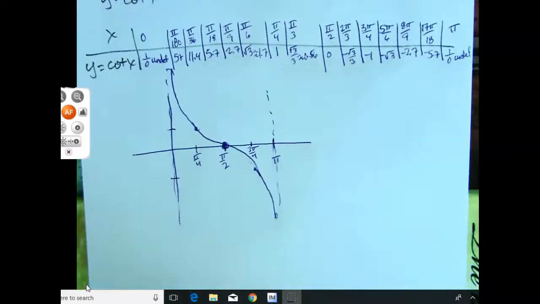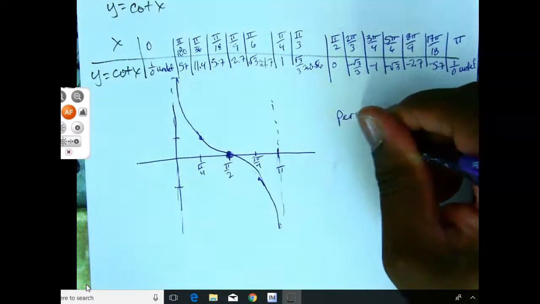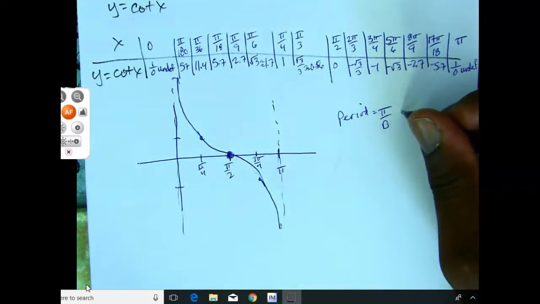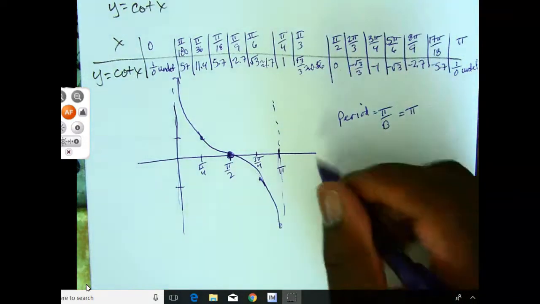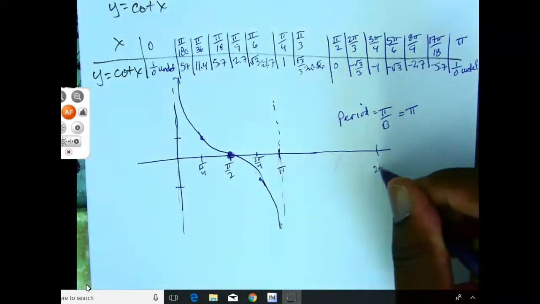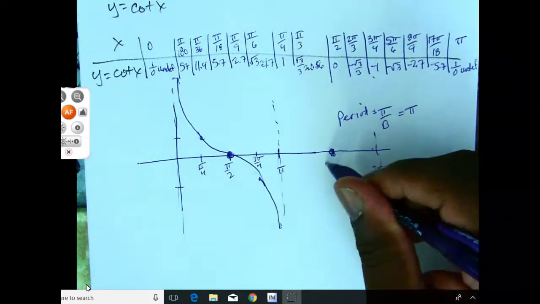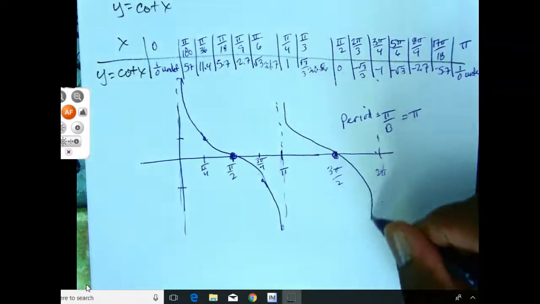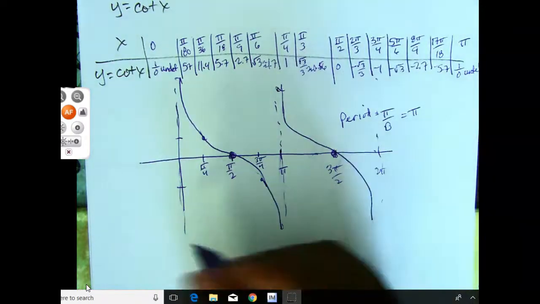So 1 period for cotangent is pi, because we know the period is pi over b. In this case, b is 1, so our period is equal to pi. So we get 1 period here. As we go to 2 pi, we know the period is pi, halfway in between here, 3 pi over 2, and we know that our graph is going to do the same. And it's going to keep repeating. Okay, so here, period is pi.